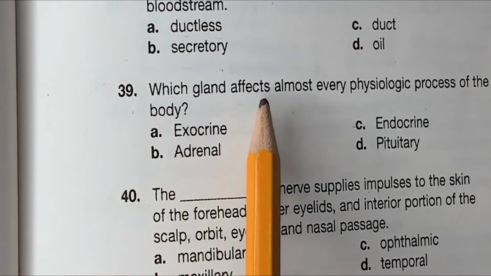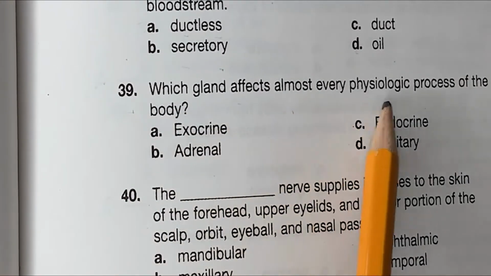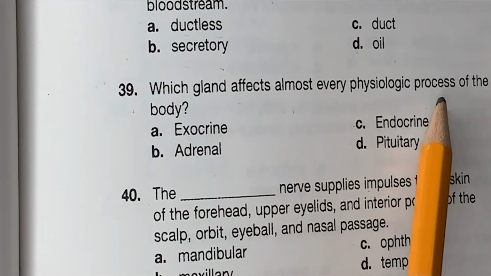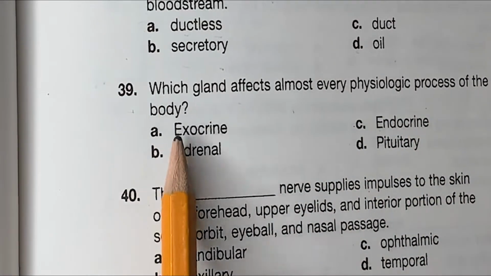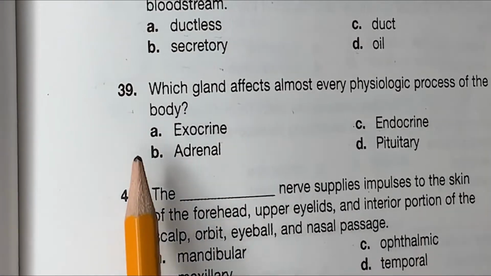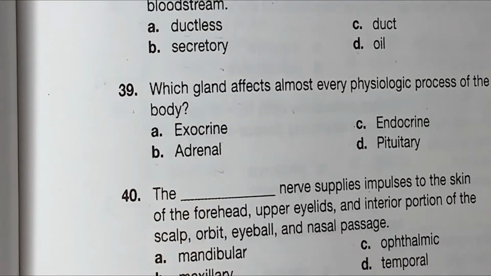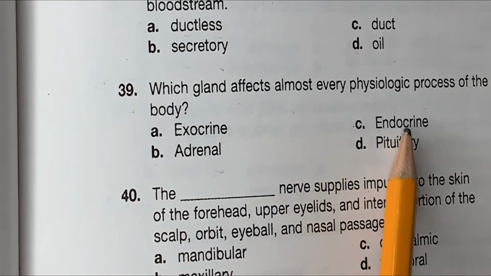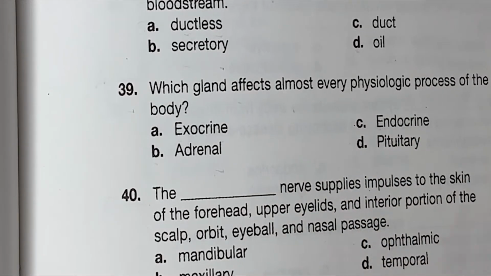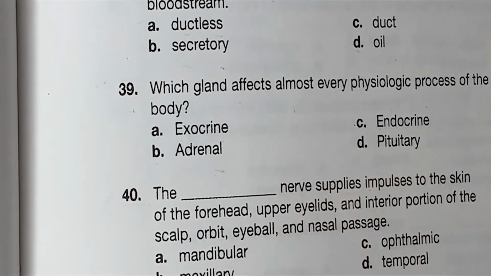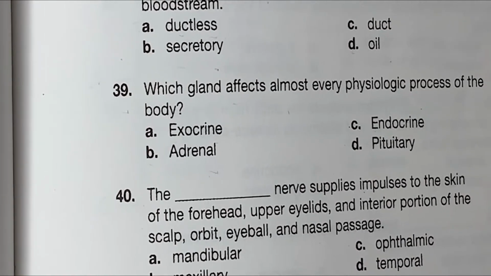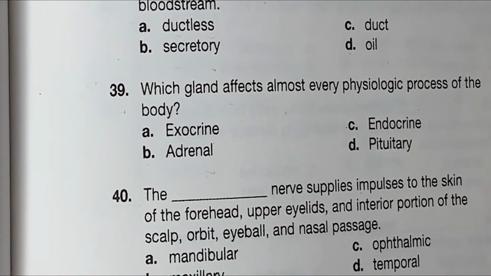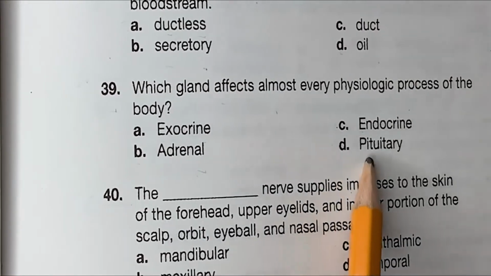39. Which gland affects almost every physiological process of the body? Is it A, excreta? B, adrenal? C, endocrine? Or D, pituitary? And your correct answer is D, pituitary.